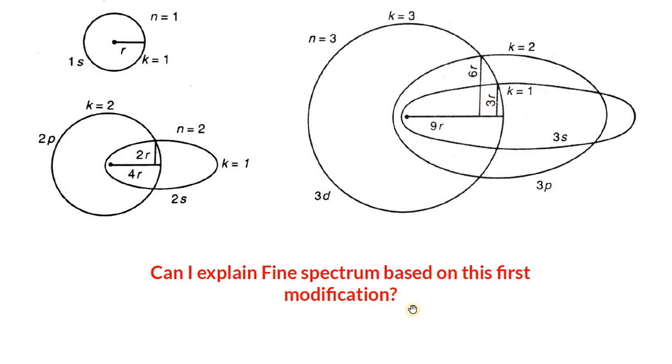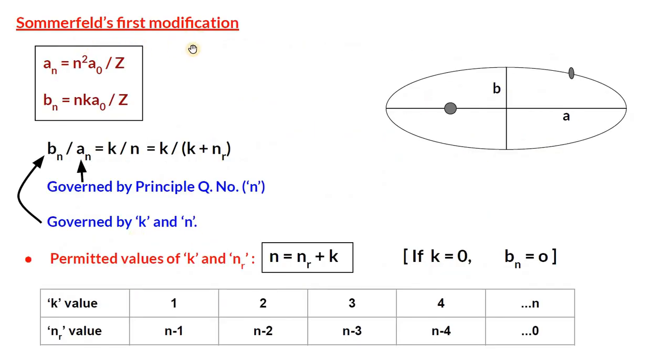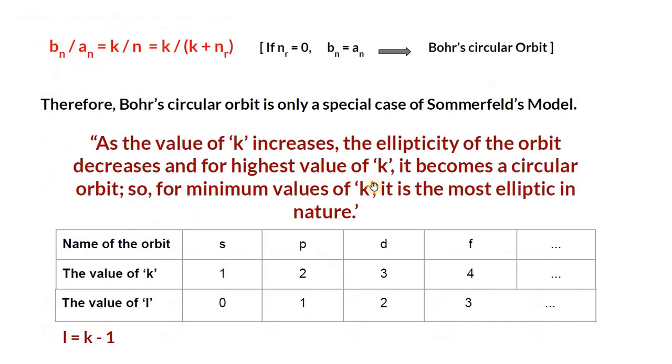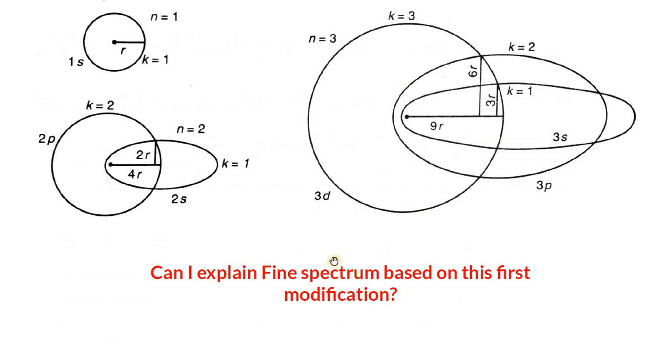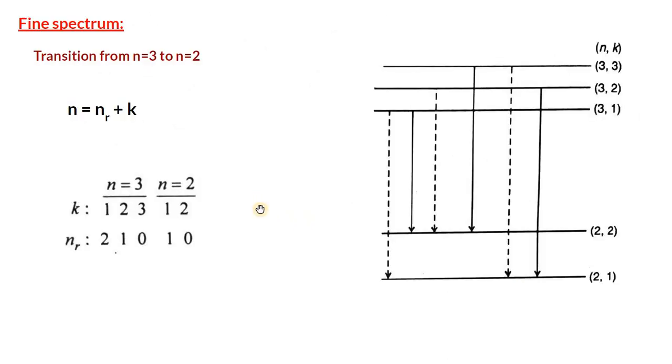So now the question is, from these concepts, how can I explain the fine spectrum? Because we are doing the first modification from this theory. Then the modifications are like this: the k value and nr value, and we are putting different k values and nr values. From these modifications, how can I explain the fine spectrum from the Sommerfeld atomic model? So this is very important. How can I explain that one?